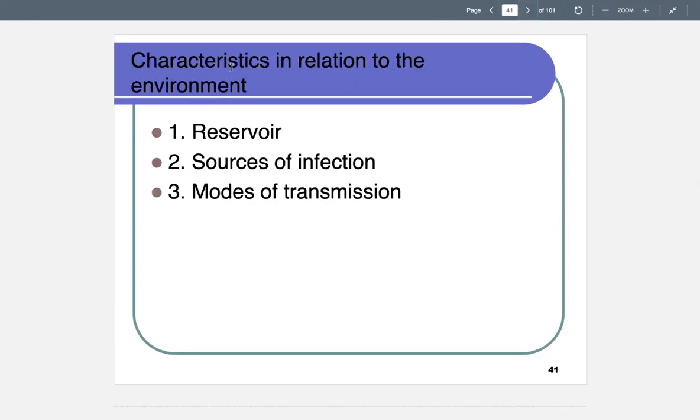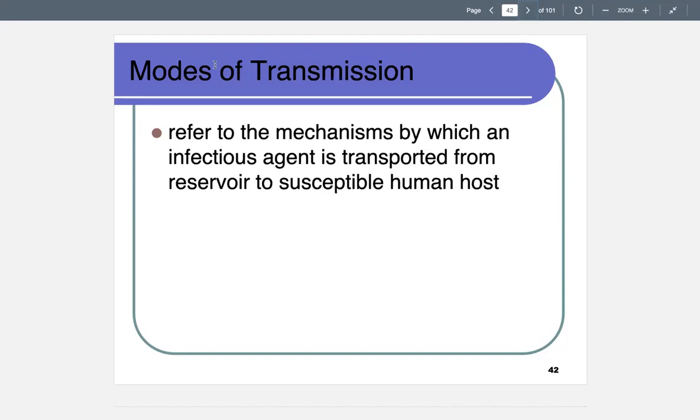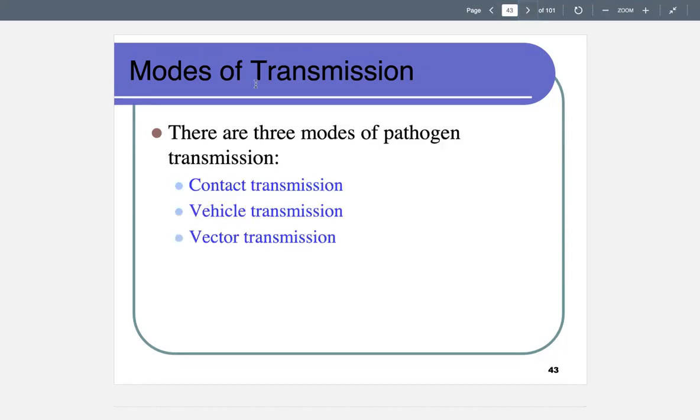And then, the characteristics related to the environment such as the reservoir, which we already tackled, the sources of infection, and what we will now focus on, class, is the modes of transmission. The modes of transmission refer to the mechanisms of how the infectious agent is transported from the reservoir to a susceptible host. As we all know, class, there are different types of modes of transmission of pathogens.